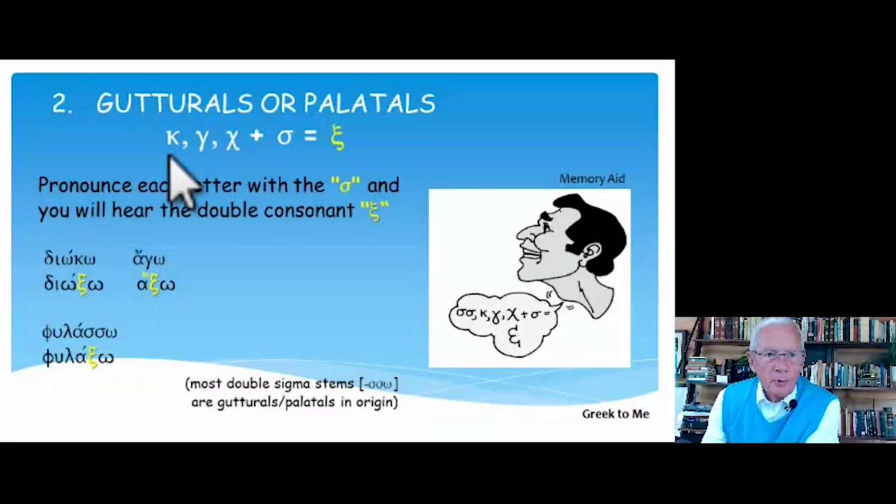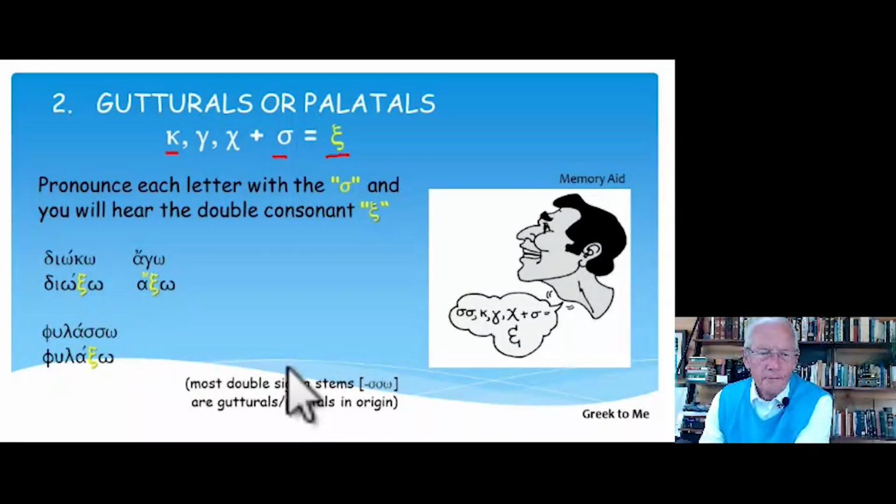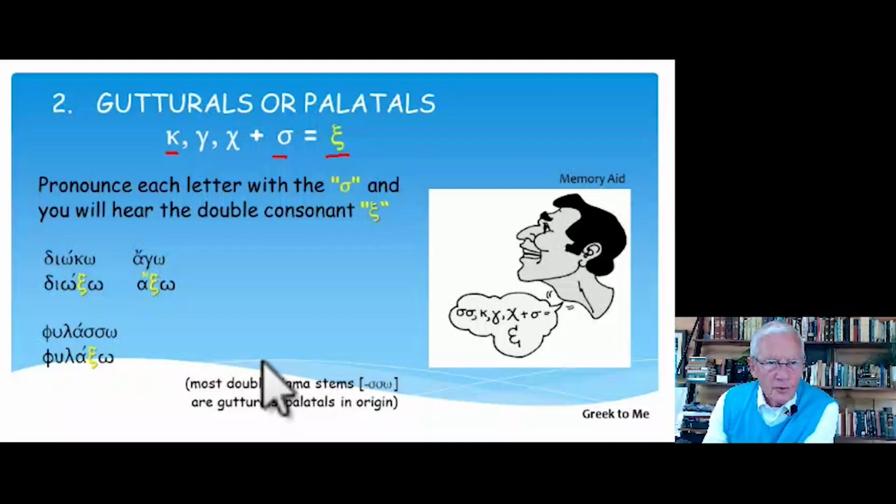So, for example, if you have the letter kappa that makes a k sound, and you add the sigma, s, you end up with the letter xi. So, kappa, gamma, chi, plus a sigma, end up with the letter xi. The sigma suffix is still there, although it's hidden. So we have some examples here.